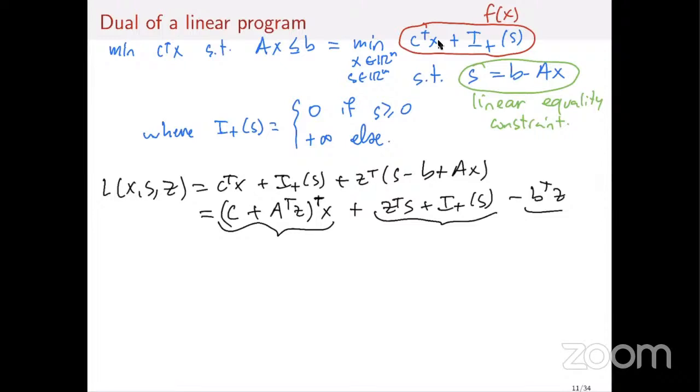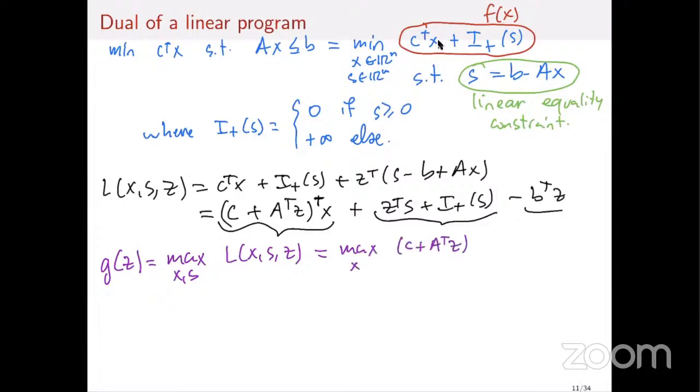So this means that my dual function G of Z, remember, is defined over all X and S of L of X, S, Z. I can then write it as the optimization over X of (C plus A transpose Z) transpose X.